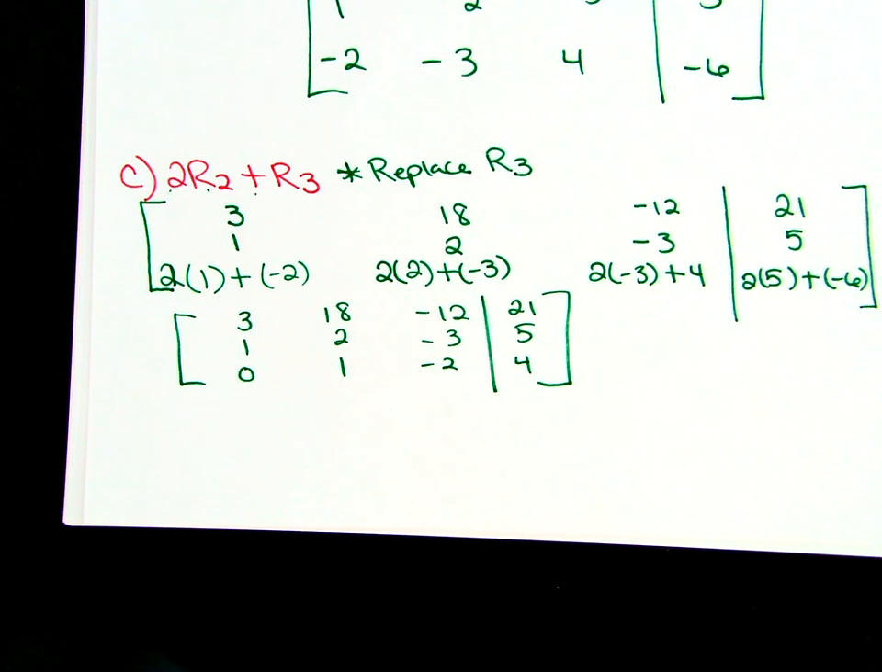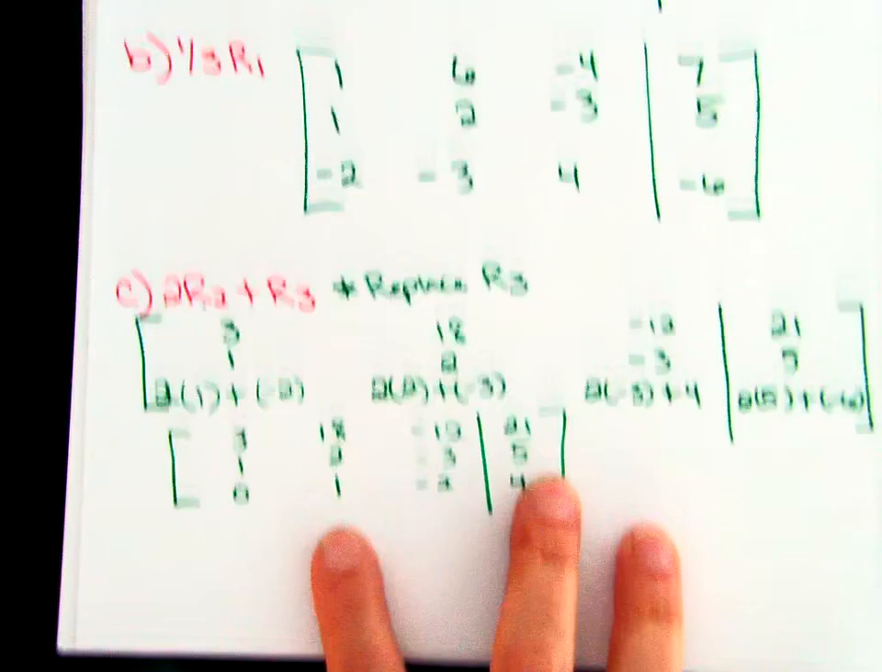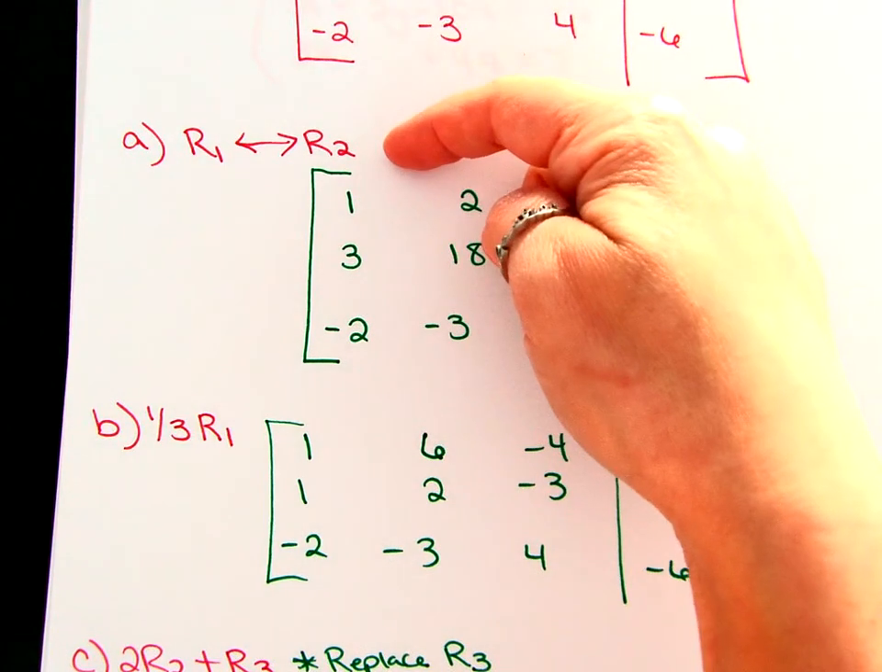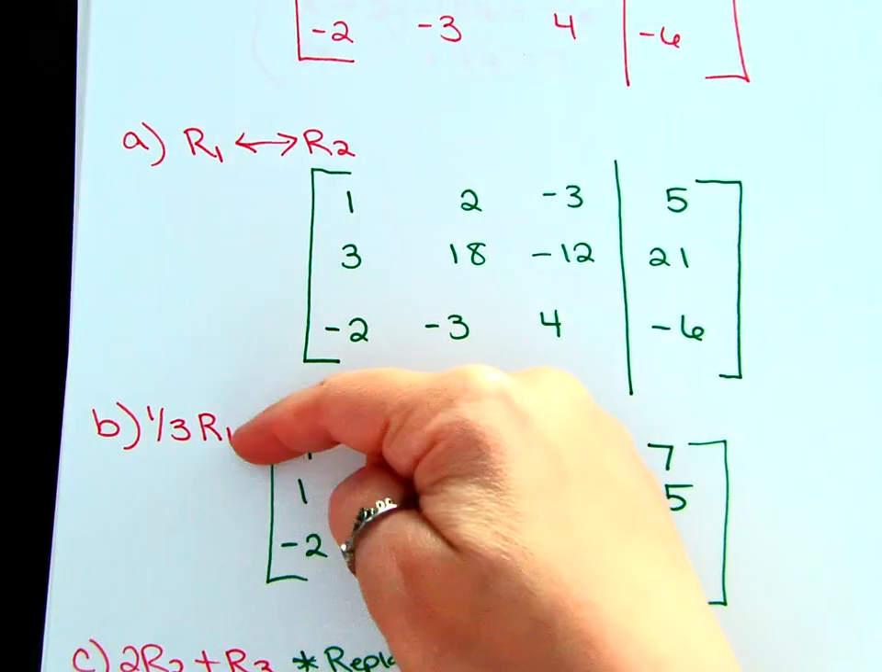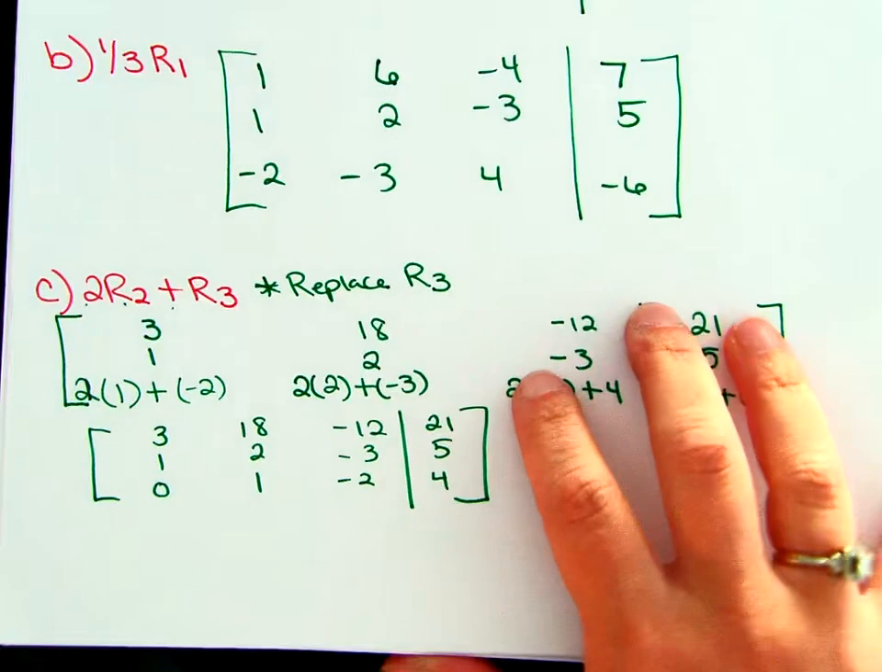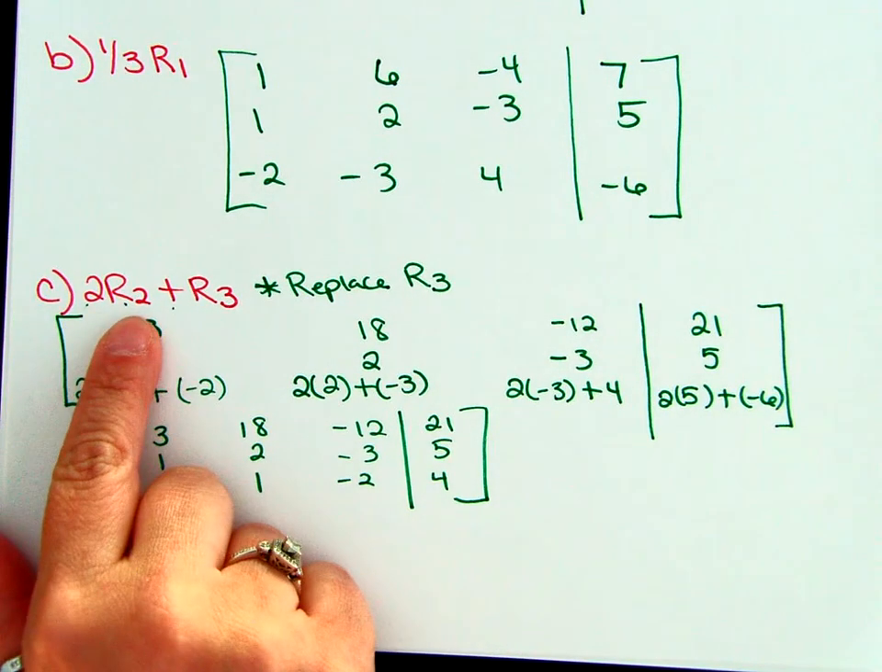Our row operations allow us to change rows, to multiply a row by a constant, and then to multiply a row by a constant and add that to a different row.